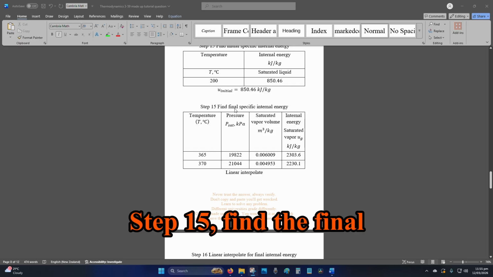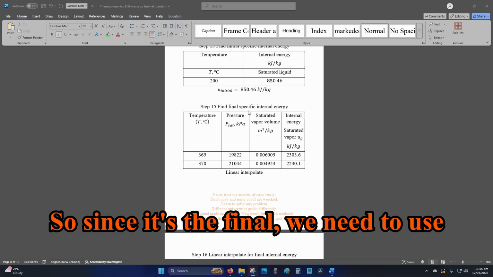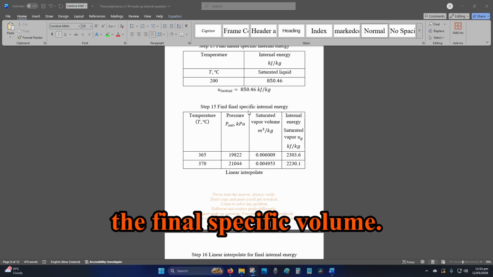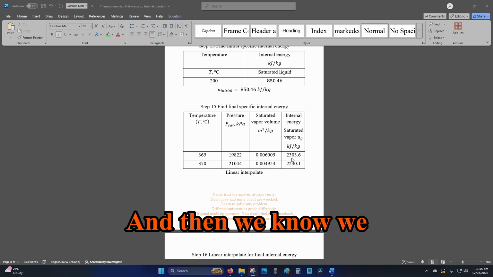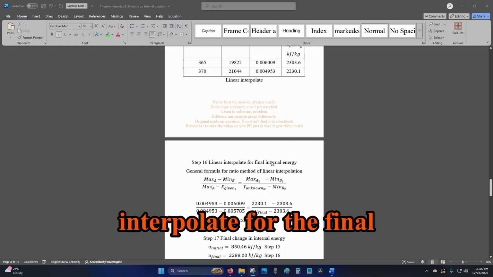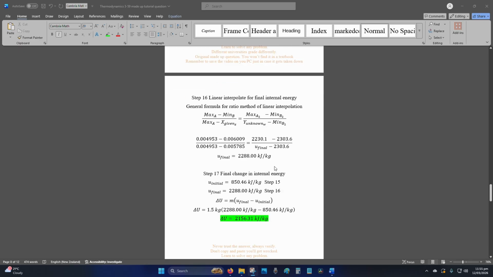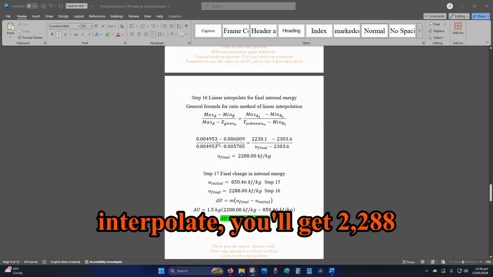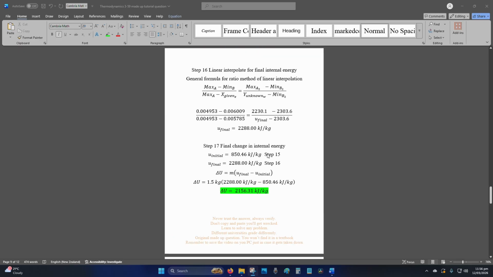Step 16, find the final specific internal energy. Since it's the final, we need to use the final specific volume. And then we know we have to linearly interpolate. So linearly interpolate for the final internal energy, and that's the specific version. So once you linearly interpolate, you'll get 2,288 kilojoules per kilogram.